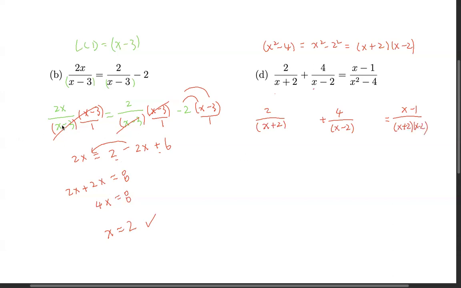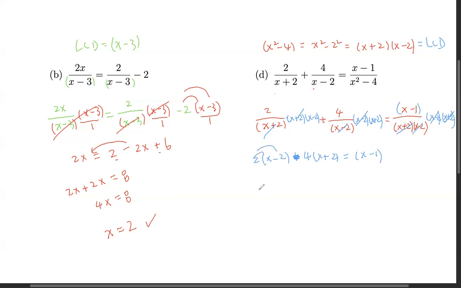Now let me change my color. I'm going to multiply every term with my LCD. So this is my LCD. Multiply by x plus 2 times x minus 2 minus x minus 2 x plus 2. Yeah, I multiply everyone with the same thing. Again, because I have an equation, I can do that. These two cancel, so I'm left with 2 times x minus 2. x minus 2 cancels, so I have plus 4 times x plus 2 equals this numerator, x minus 1. Then x plus 2 cancels x plus 2, x minus 2 cancels x minus 2. I'm left with x minus 1.